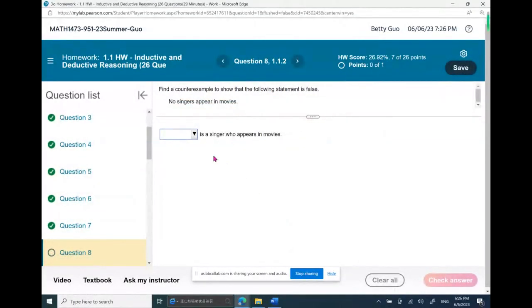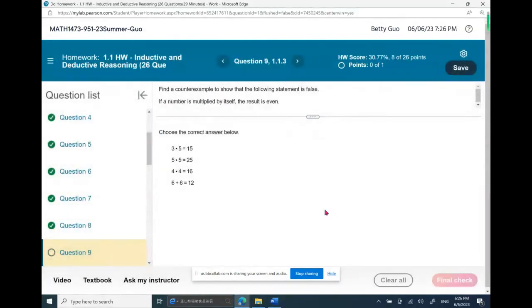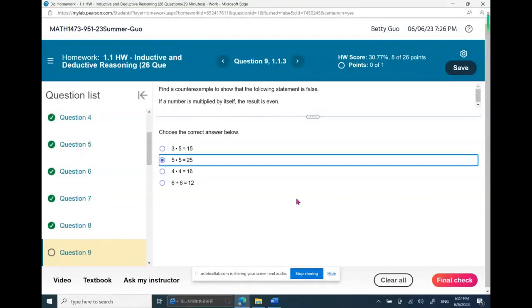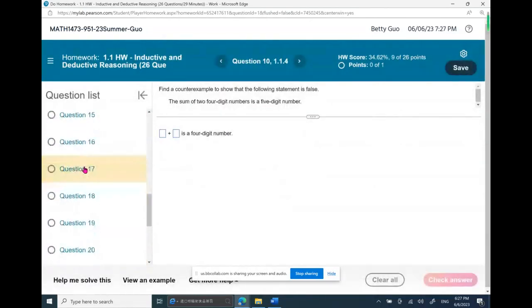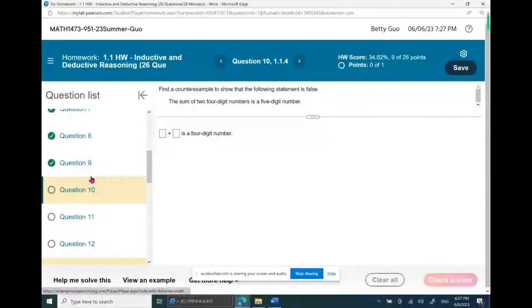No singers appear in movies. We had this, right? Elvis Presley. Find a counterexample for the statement. If a number is multiplied by itself, the result is even. This one is a counterexample. 5 times 5 gives us an odd number. How many questions total? 26 questions.